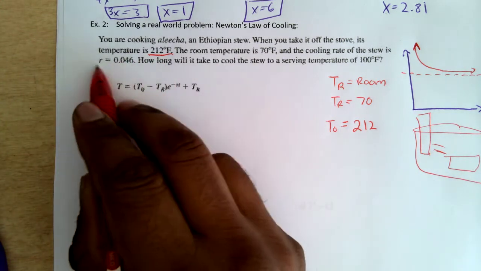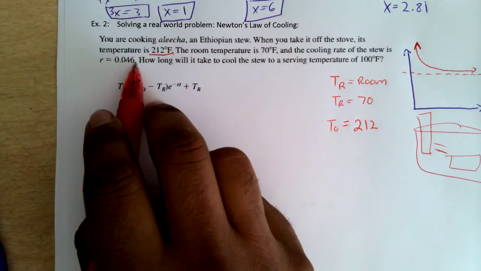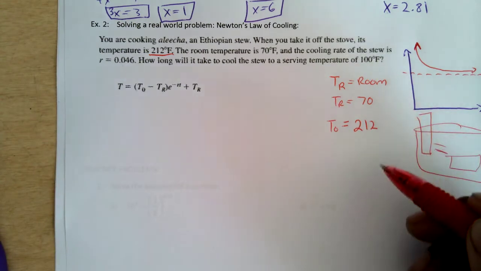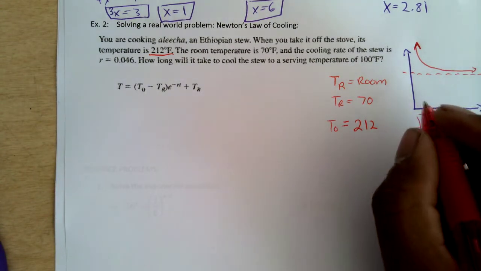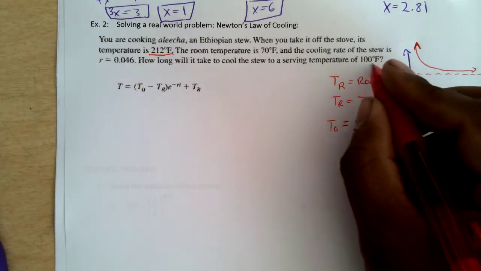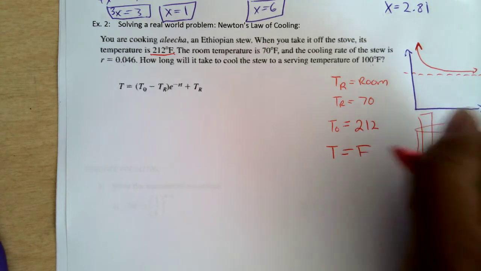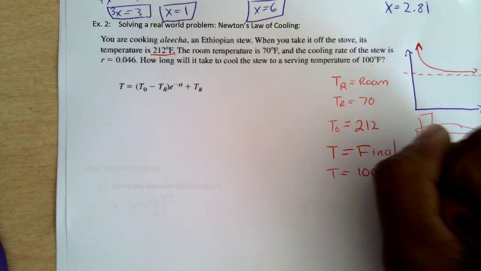This cooling rate is given to us. Normally what you'd do if you were actually doing a real problem like this, you would solve for this by finding two data points, measuring the temperature at two different times to approximate it. This is going to be our final temperature. So T is going to be our final. So we're going to say T is 100. So I wrote a lot here.